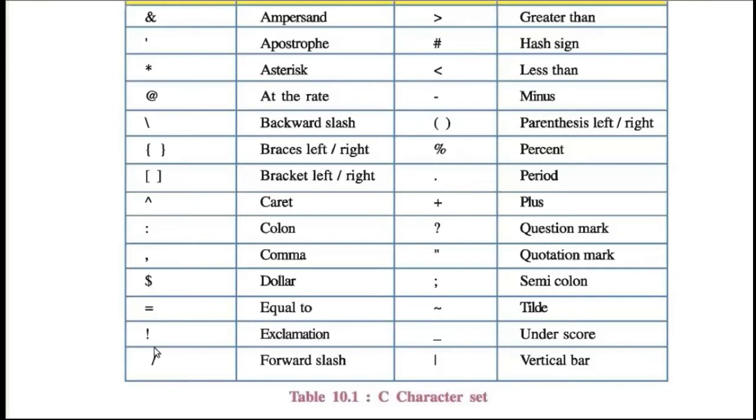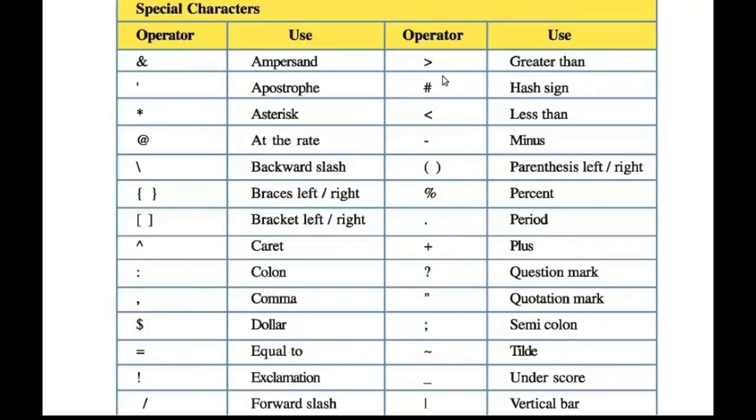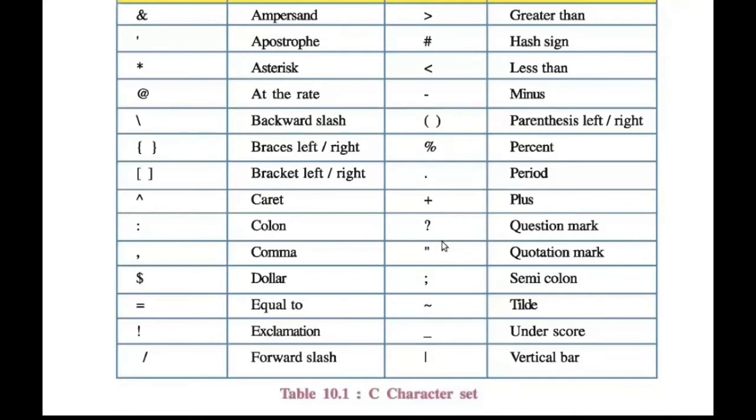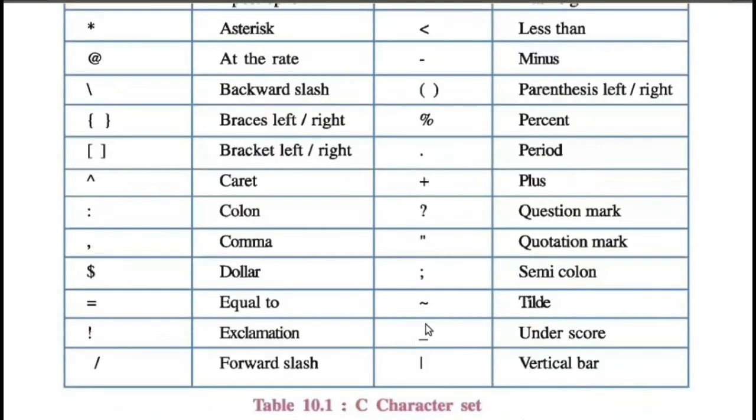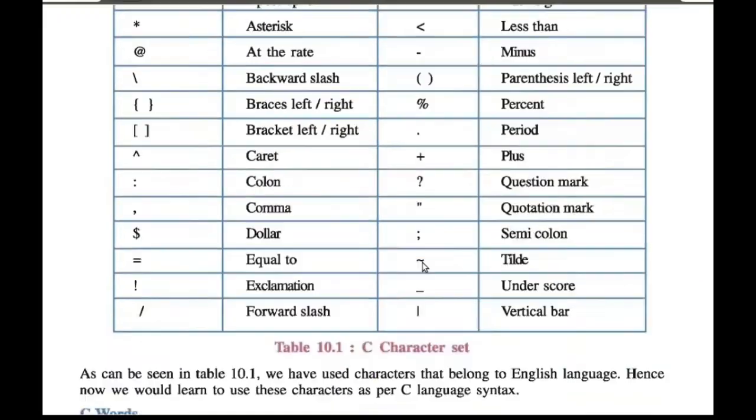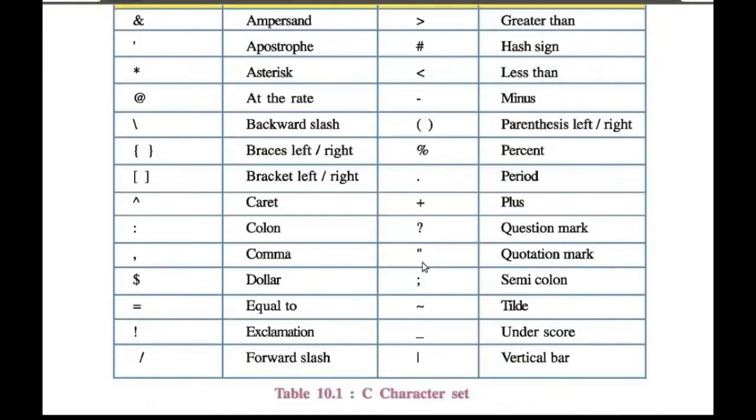This is forward slash, greater than, hash, less than, minus, parenthesis, percent sign, period sign, plus, question mark, quotation, then semicolon, tilde, underscore, and vertical bar. Okay, so these are special characters that we use in our program.